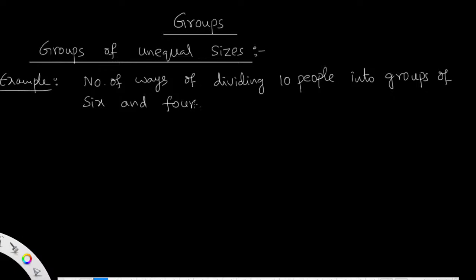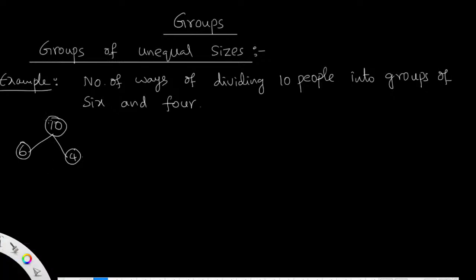That is the number of ways of dividing into two groups. There are 10 people overall, which can be divided into two groups of unequal size: one group has 6 members, and the other group has 4 members. Take a rough diagram: 10 people, one group of 6, another group of 4. How many arrangements can be done in this condition?